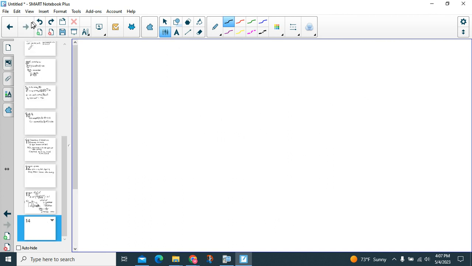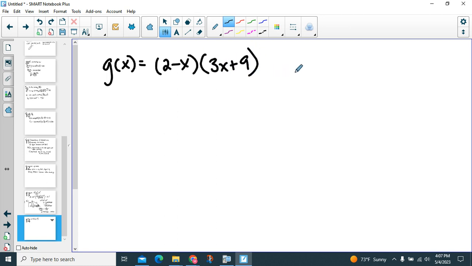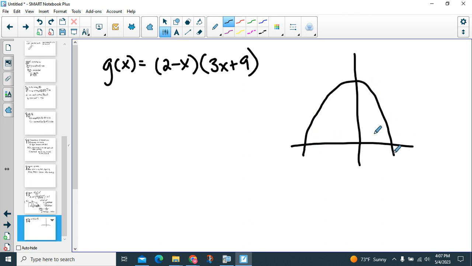Number 13. All right, the following diagram shows a part of the graph g of x, which is equal to the quantity 2 minus x times the quantity 3x plus 9, where x is all real numbers. The kind of thing that they give us here looks like this, and they shade in this area here. Again, just refer to the actual paper here.